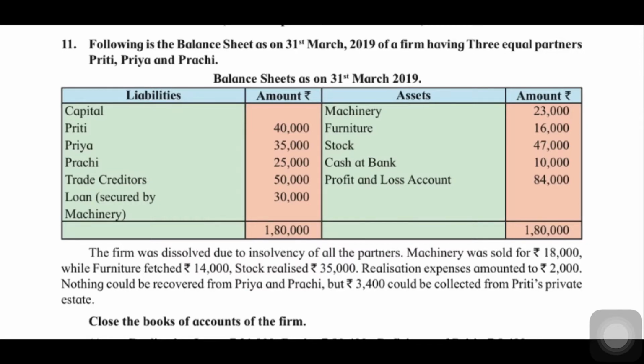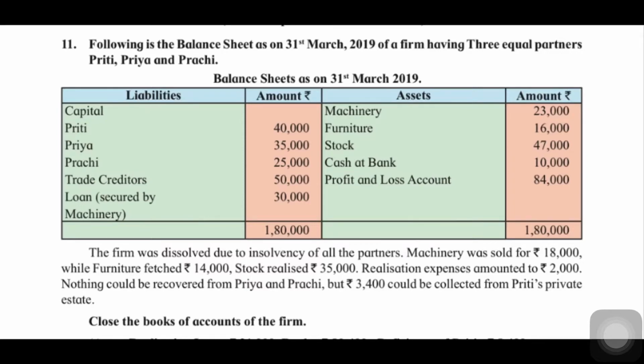The firm was dissolved due to insolvency of all partners. Machinery was sold for 18,000 while furniture fetched rupees 14,000. Stock realized rupees 35,000. Realization expenses were 2,000. Nothing could be recovered from Priya and Prachi, but rupees 3,400 could be collected from Preeti's private estate. Close the books of the accounts of firm.